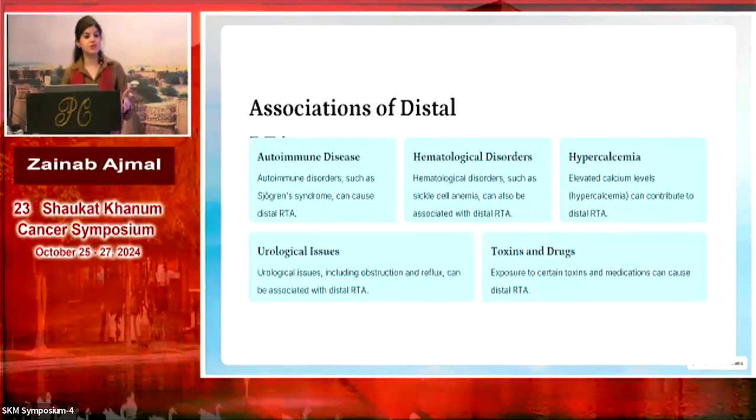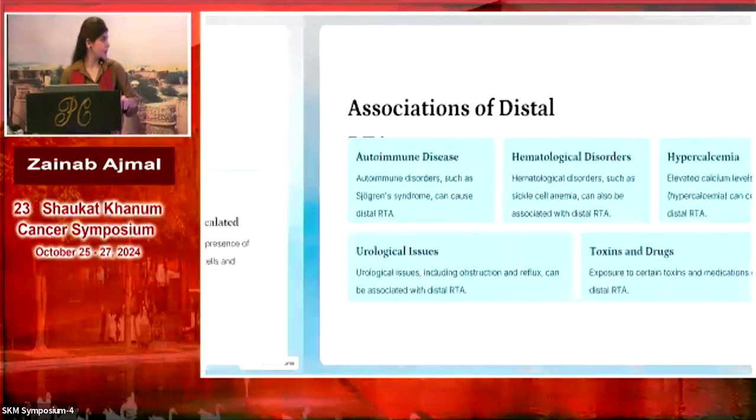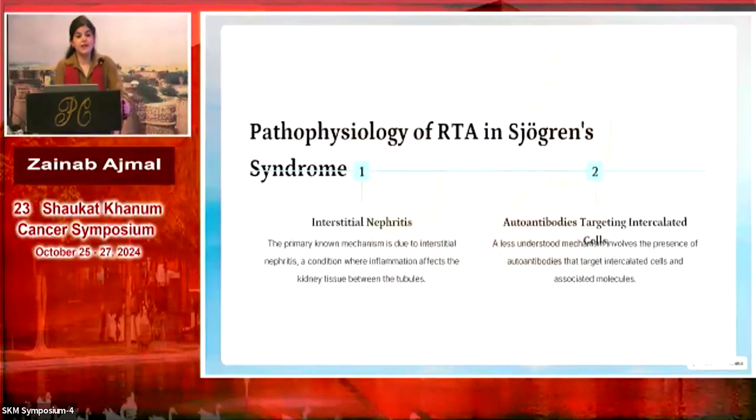Last but not the least, we should also consider the effect of drugs and toxins in development of renal tubular acidosis. So I would definitely like to talk about the pathophysiology of renal tubular acidosis in Sjogren's disease. As of now, the most widely accepted pathophysiology for that is secondary to development of interstitial nephritis. But in our case report, we would like to highlight another possible mechanism that may be responsible for the development of renal tubular acidosis, which is the development of autoantibodies directly against the channels in the distal tubules.